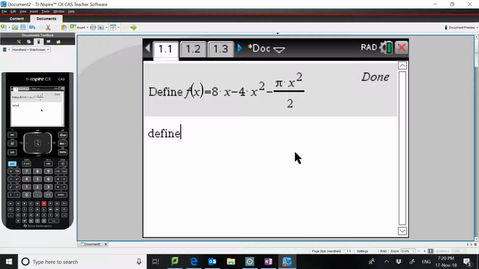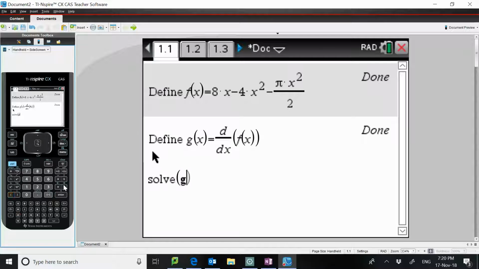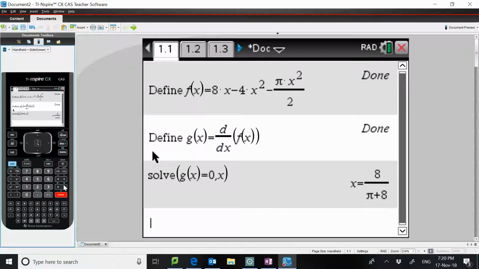So for me, I define g(x) is equal to the derivative. So shift, minus, d/dx of f(x). Okay, so that's the derivative. And then I do solve g(x), which is the derivative, equal to 0. I want the derivative to equal 0 and tell me where x is. And it's at 8 over pi plus 8. Now remember, this is the x coordinate. I want to find the area. And remember, f(x) is the area.